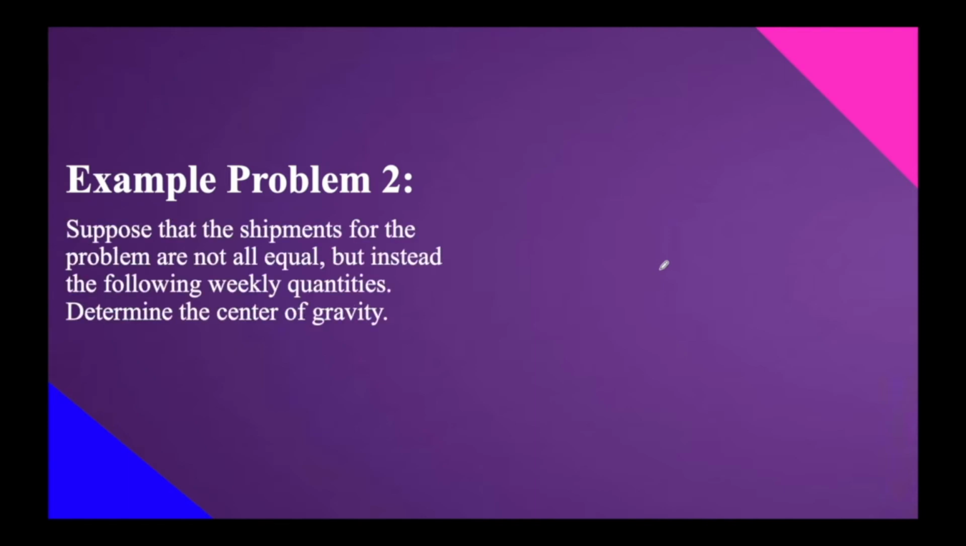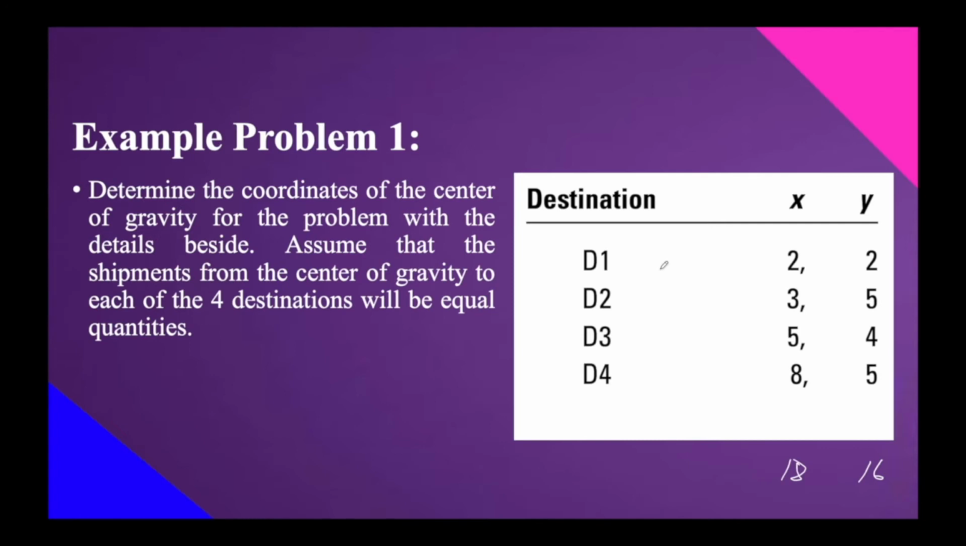For our second example, here we go. Suppose that the shipments for the problem are not all equal. Earlier, in our problem 1, all the shipments were actually equal.